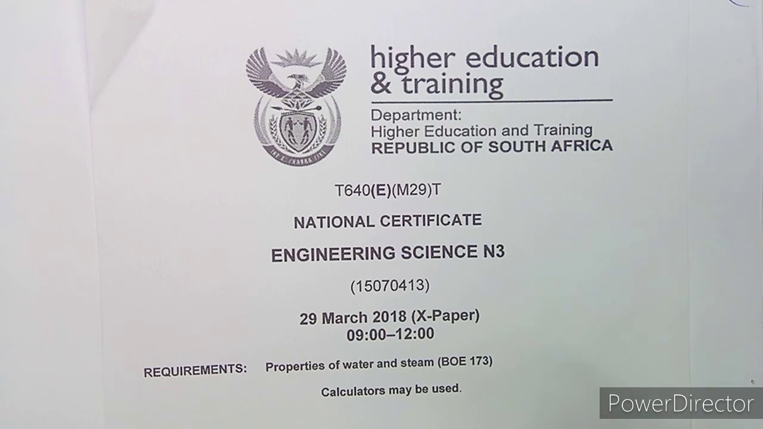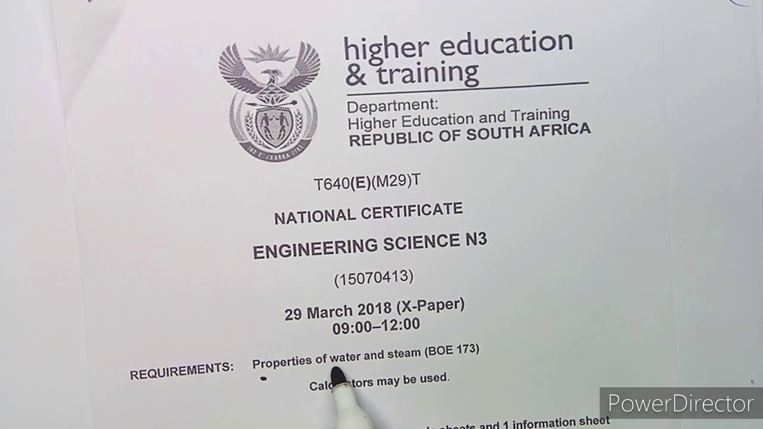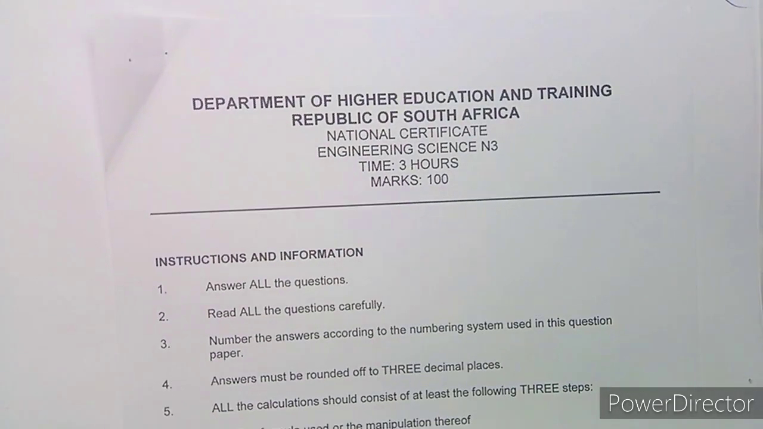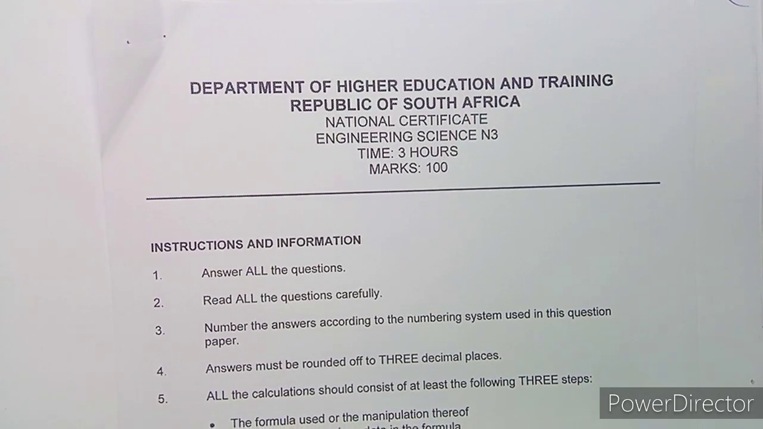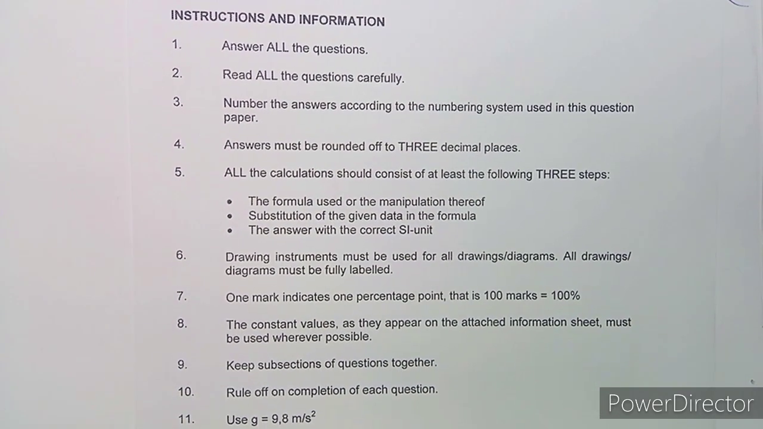So that's what we have, guys, working with the exam paper for engineering science N3. Like I always say, you must also be given the water and steam tables, the steam tables. It's a booklet that you must be given whenever you are attempting an exam for engineering science N3. So anyways, as we know, with the instructions and the information, you must be very, very careful on how you attempt your questions because you have the instructions.